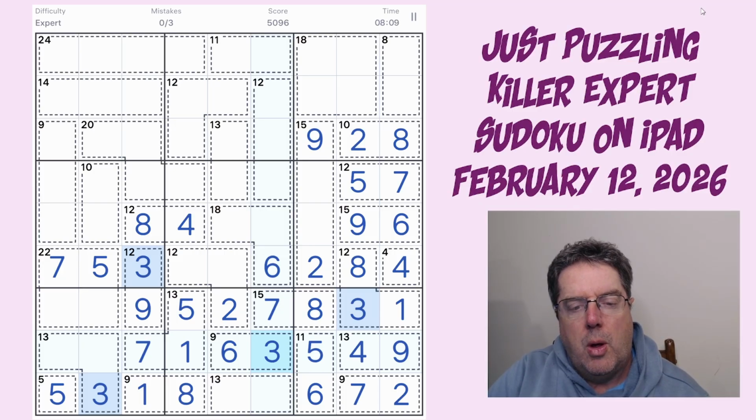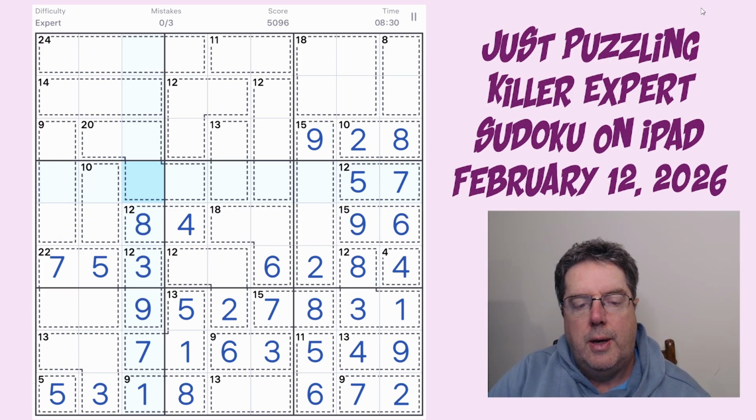9 and 4 still hold. 9 is up down here, so 9's going to be up here. 9 can be there or there. 1, 3. Okay, so 2 and 8's out. 2's there. 20. Okay, so 8, 3 and 5. 2 and 3 there. 2 and 8.